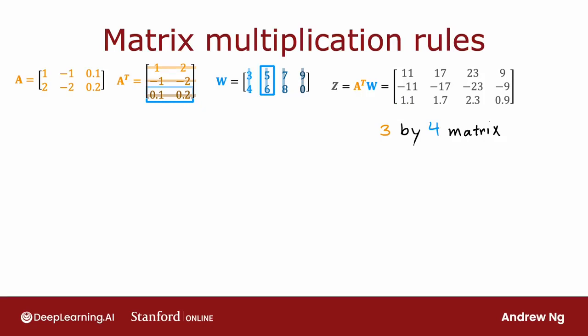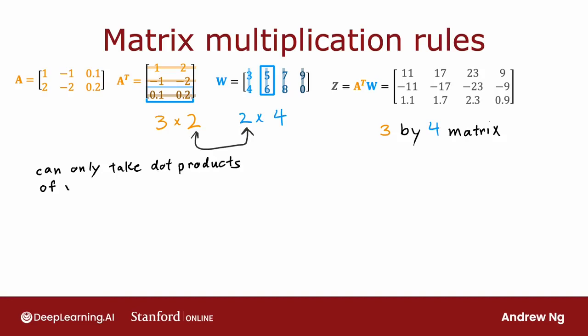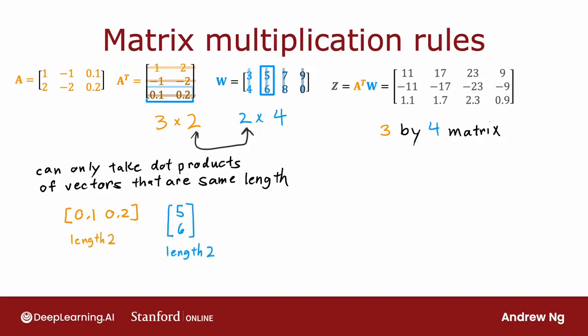I just want to point out one last interesting requirement for multiplying matrices together, which is that X transpose here is a 3 by 2 matrix because it has 3 rows and 2 columns. And W here is a 2 by 4 matrix because it has 2 rows and 4 columns. One requirement in order to multiply 2 matrices together is that this number must match that number. And that's because you can only take dot products between vectors that are the same length. You can take the inner product between a vector of length 2 only with another vector of length 2. You can't take the inner product between a vector of length 2 with a vector of length 3, for example.